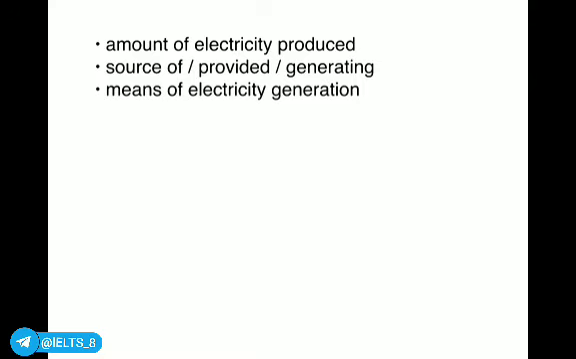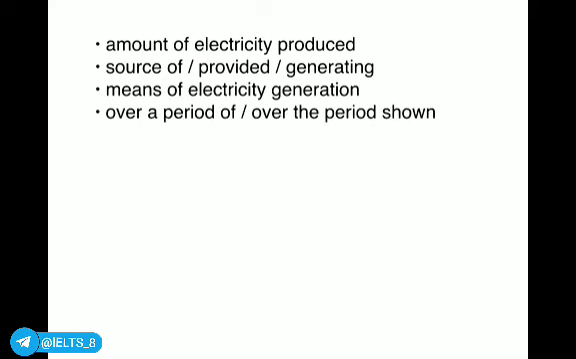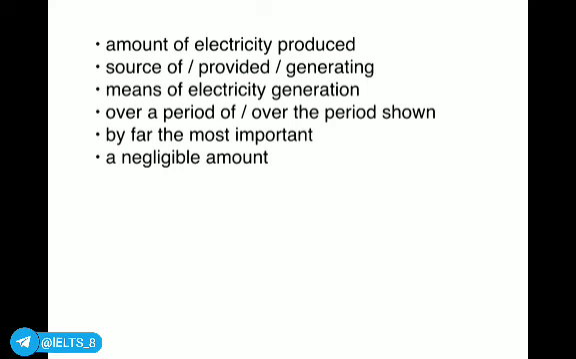Instead of the years between and or from and to 1980 and 2012, I wrote over a period of, or over the period shown. Those are good phrases to use for the years. Next, by far the most important. That's a good phrase, by far the most, by far the highest number. I often use that phrase in my overview paragraph to summarize. Next phrase, a negligible amount. That was a good phrase to learn, meaning very low, almost nothing, not noticeable.